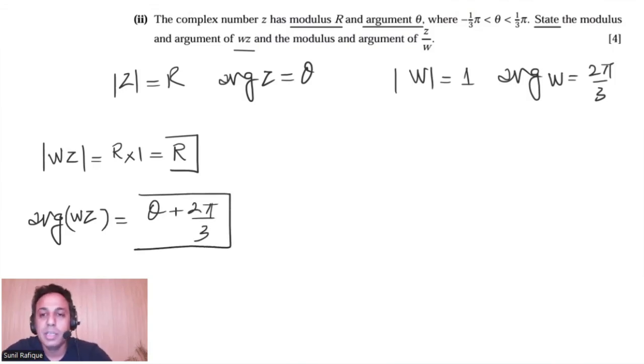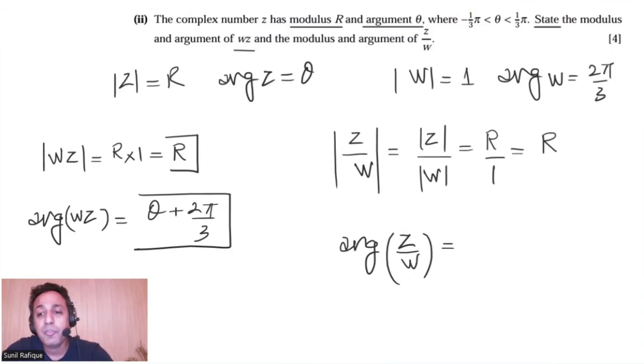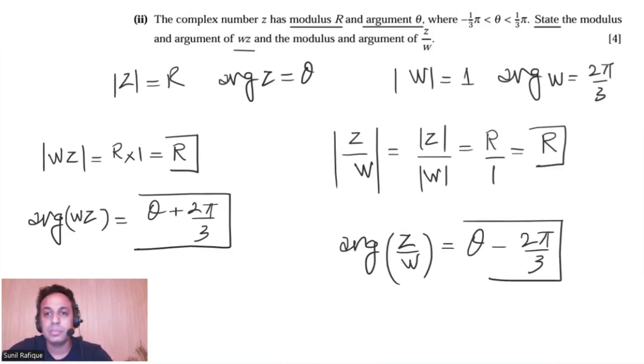Let's just box it. Now, the second thing is z over w. What will be the modulus of this thing? This will be the modulus of z divided by the modulus of w, which is r divided by 1, and that's just going to be r. And the argument of z over w is going to be the difference of the arguments, theta minus 2 pi over 3. So these are my answers to part 2.